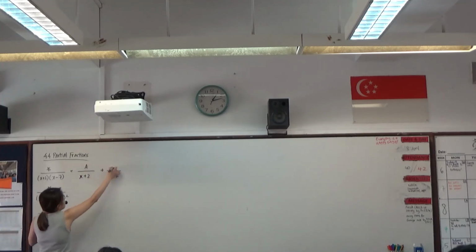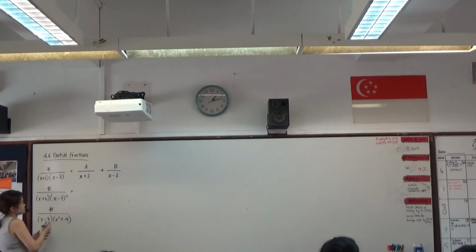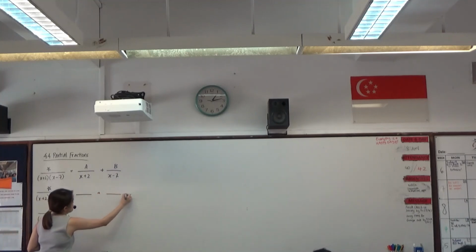The numerators are numbers that we need to find. Then if I have x plus 2 and x minus 7 squared in the denominator, how do I do the decomposition?